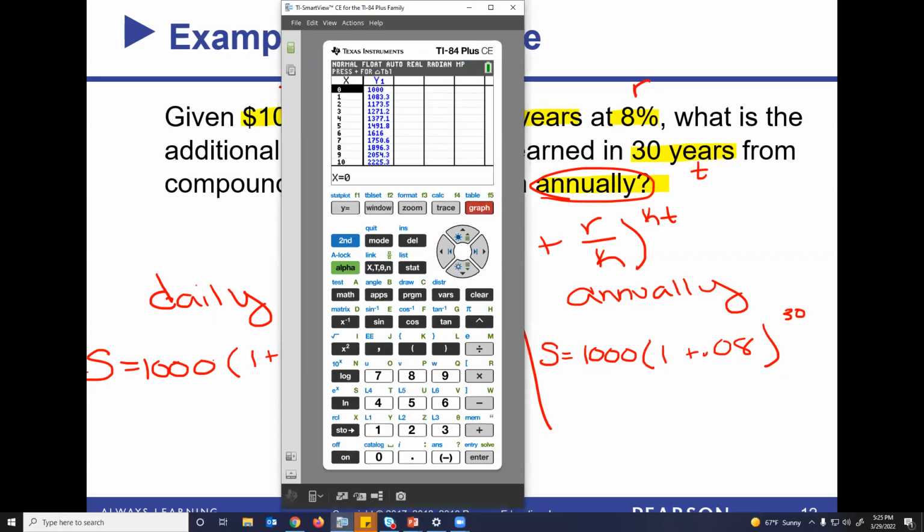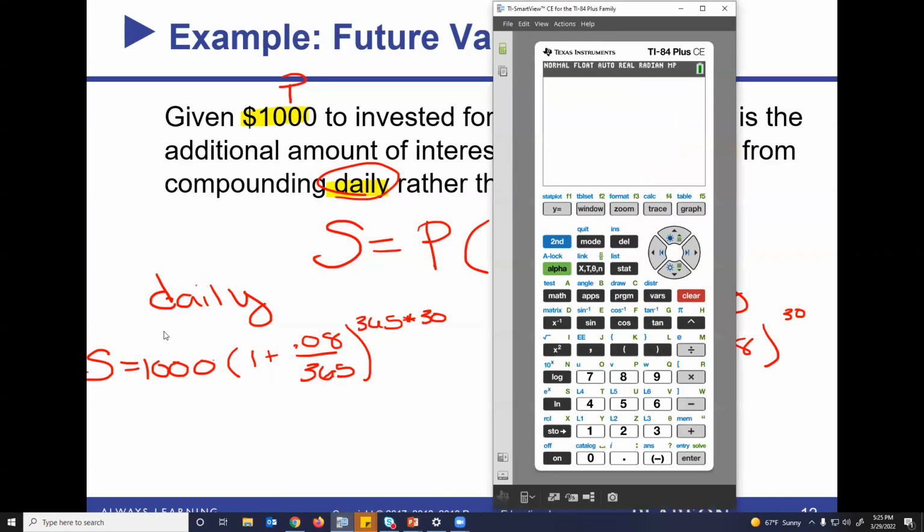Bang, there's my calculator. Now, we're going to do this all in our home screen because, again, I don't really have a variable over here at all. So I'm going to type this in. Now, I am going to be very, very cautious.